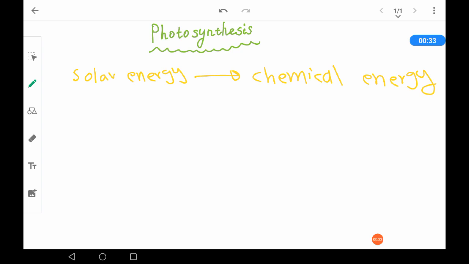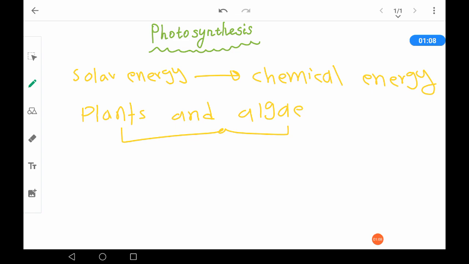Which organisms carry out the photosynthesis process? We have plants and algae, because these two organisms contain chlorophyll and chloroplast, so they can absorb the sunlight energy and convert it to chemical energy. So plants and algae are very important organisms in the world.